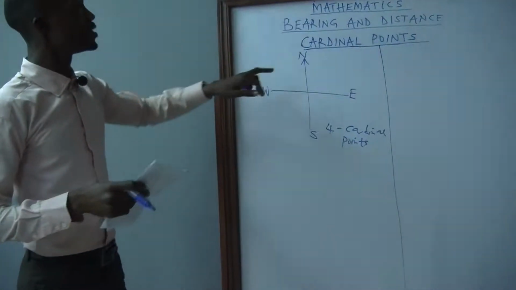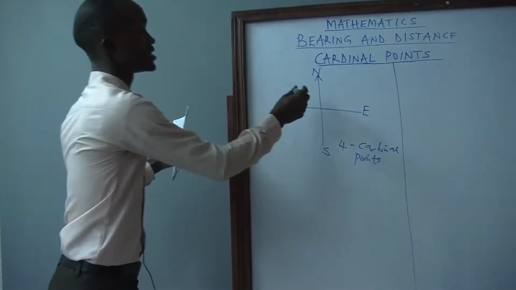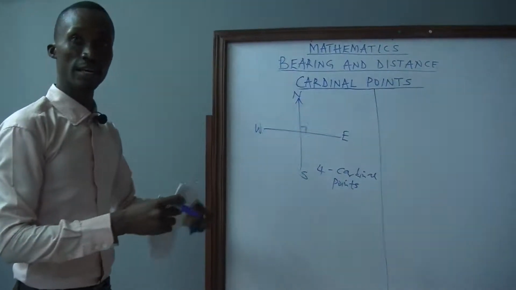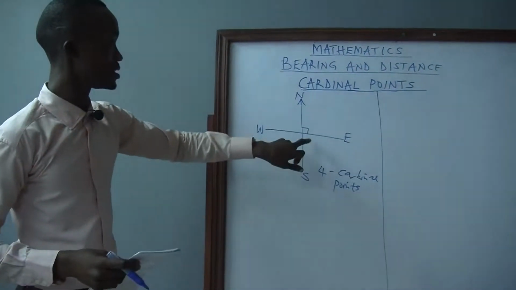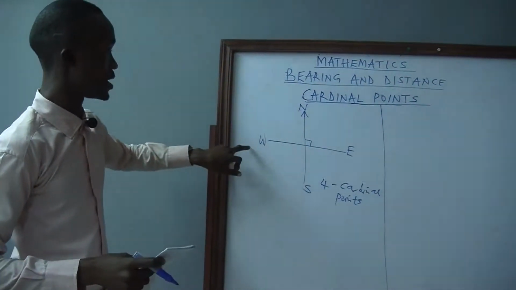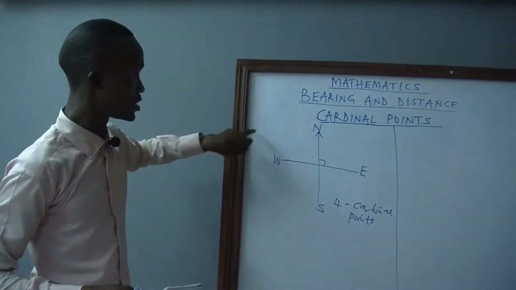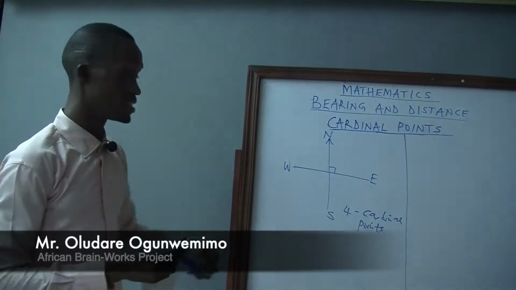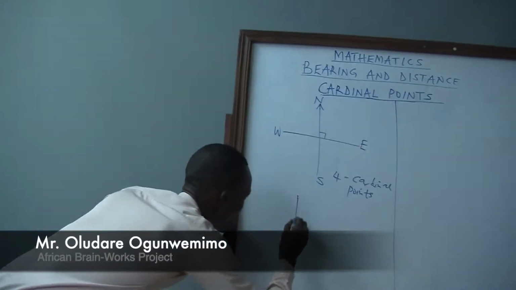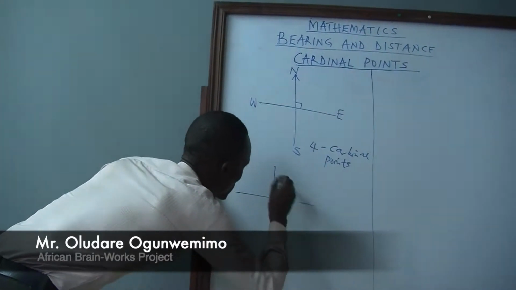So the angle between the north and the east is 90 degrees. The angle between the east and the south is 90. Between the south and the west is 90 also, and between the north and the west is also 90 degrees. Now from there we can bring out our 8 cardinal points.